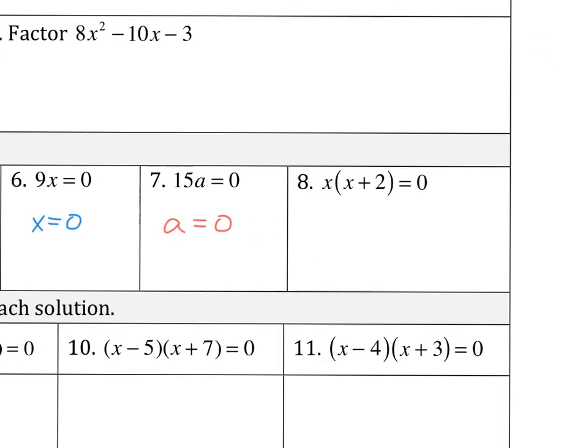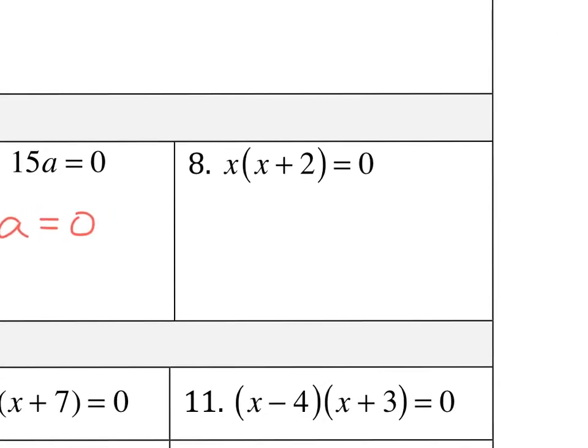So how do I use the zero product property here? I have two expressions, an x and an x plus 2, and together they equal 0. So what's true about this first one or this second one? One of them has to be 0. So either x is equal to 0 or x plus 2 equals 0.